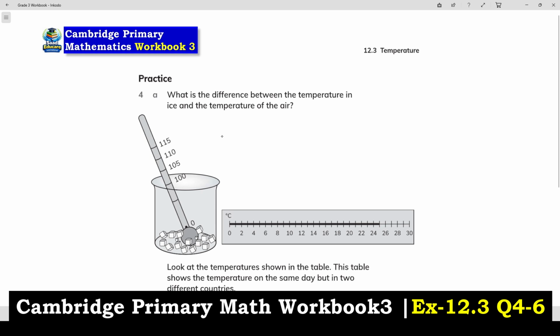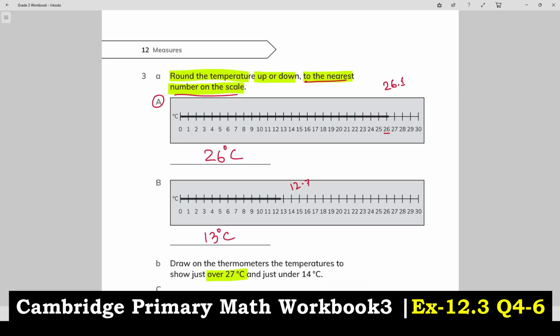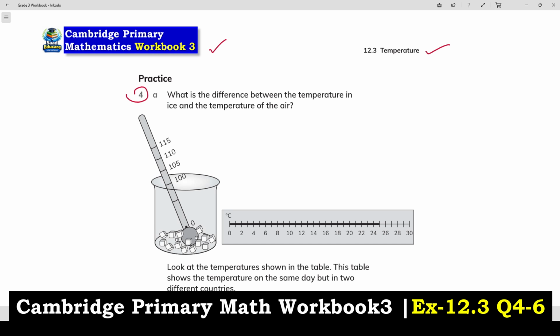We are starting Cambridge Primary Mathematics Workbook 3, exercise 12.3 from question 4. Last video we completed questions 1 to 3. This video we are starting from 4. Our first question: what is the difference between the temperature of ice and the temperature of the air?